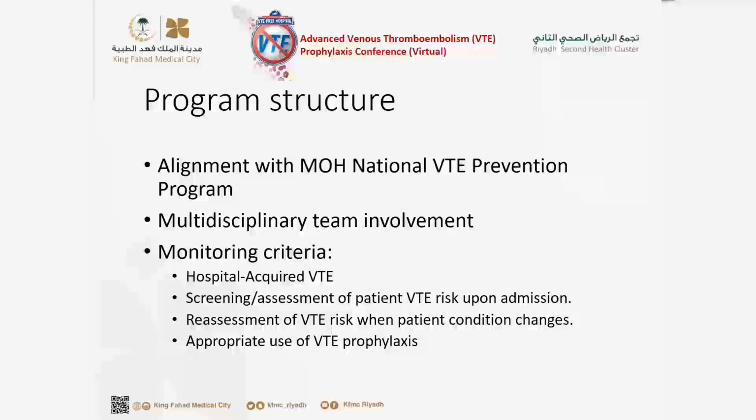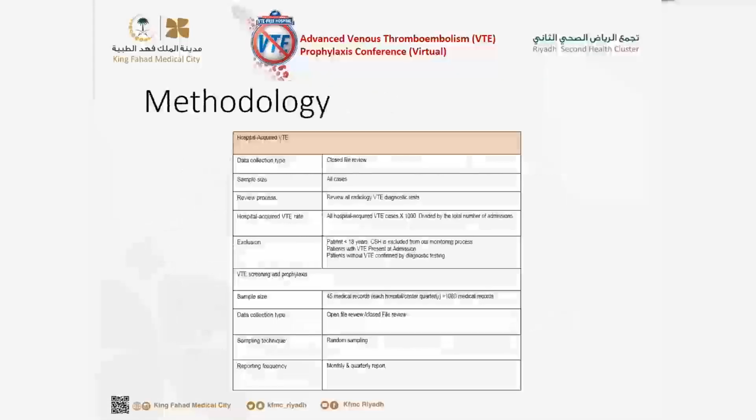What we are monitoring in this program is 4 main KPIs: the hospital-acquired VTE, the screening and assessment of patients in the VTE risk group, reassessment of VTE risk when the patient's condition changes, and the appropriate use of VTE prophylaxis. And this is similar to the nationwide VTE program.